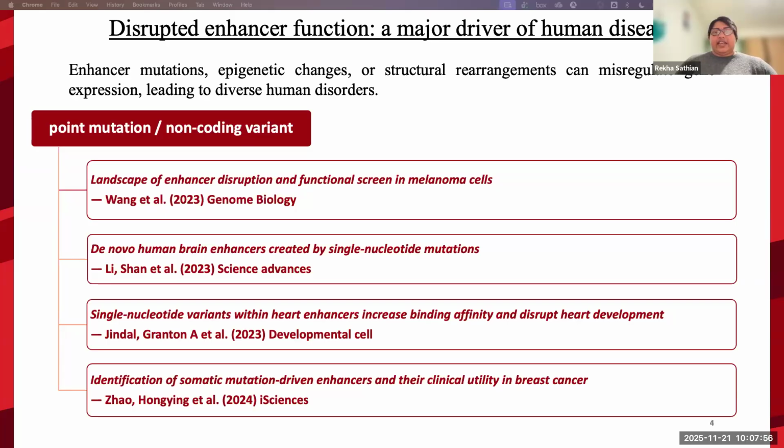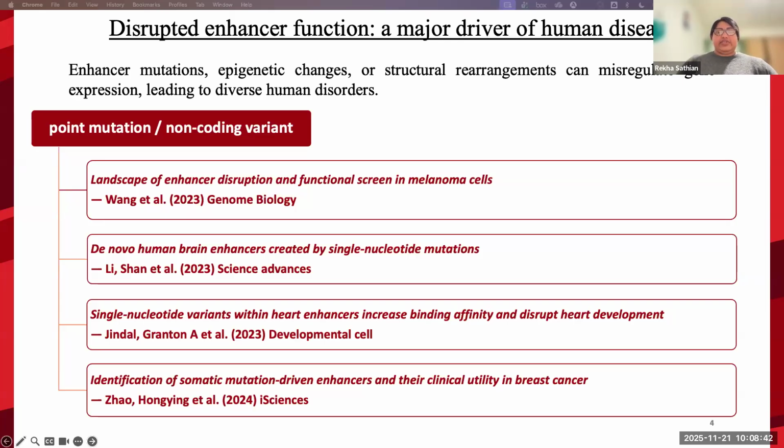The Wang et al. study in 2023 in Genome Biology systematically screened enhancer mutations in melanoma and showed that even single base pair changes in an enhancer can significantly alter gene expression and contribute to tumorigenic fitness. Another study published in the same year used comparative genomics, epigenomic data, and a deep learning model to identify approximately 4,000 new enhancers in humans that likely arose from single nucleotide mutations. The authors linked these gained enhancers to transcription factor changes and also to genes involved in neural development and diseases.